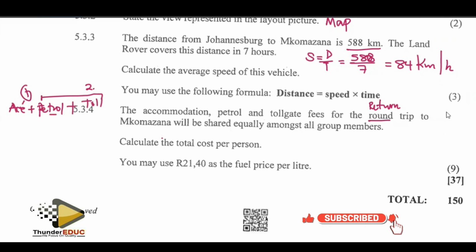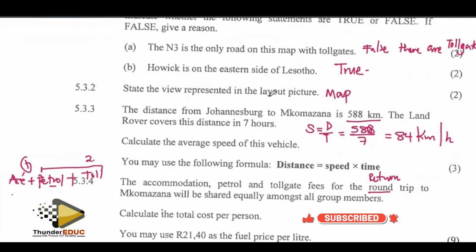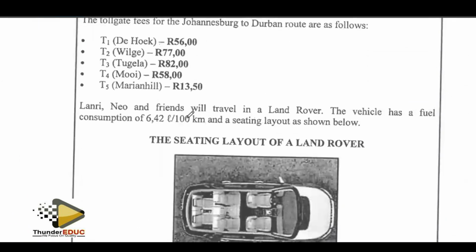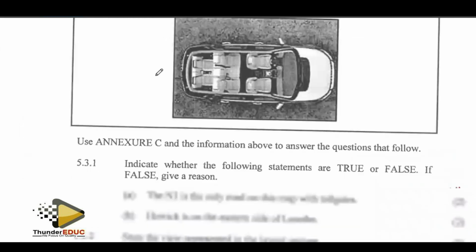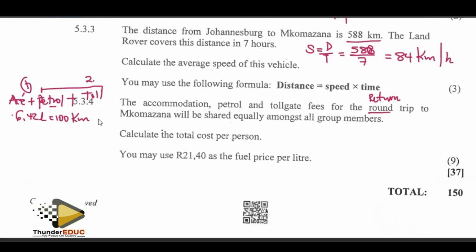Okay, but before we pay for petrol, we need to know how much distance was covered. We are going to use the fuel consumption rate, which is stated already here. The fuel consumption is 6.42 liters per 100 kilometers. My friends travel with the Land Rover, the vehicle has this fuel consumption. So we say 6.42 liters for each 100 kilometers. But we need to know how much distance was covered.